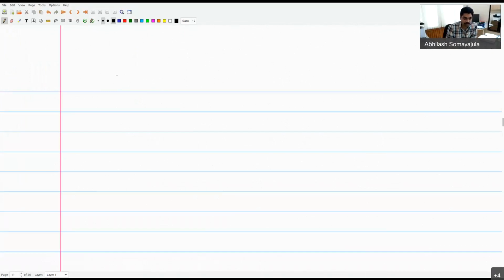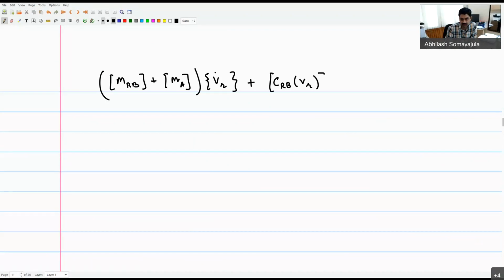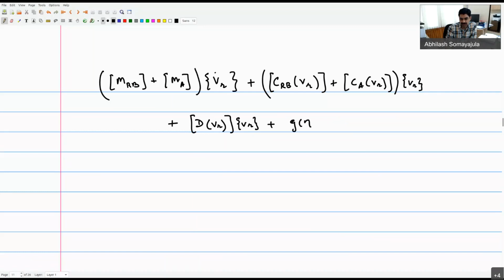So we had our rigid body mass matrix plus the added mass matrix, multiplied by the derivative of the velocity vector, plus the rigid body Coriolis matrix, the added mass Coriolis matrix, plus a dissipative damping matrix, which may be linear or nonlinear, and then any hydrostatic component that comes here, and that was equal to tau wind plus tau wave.